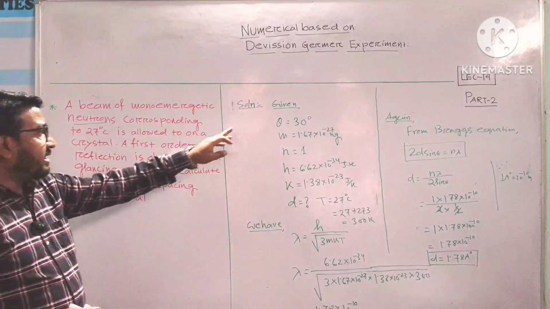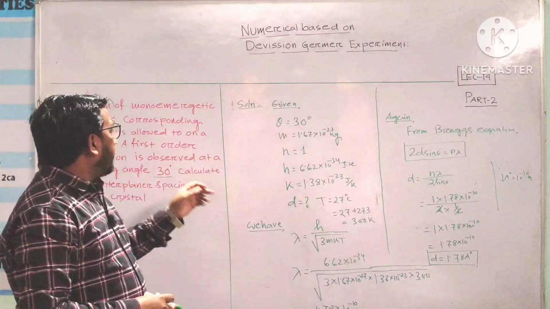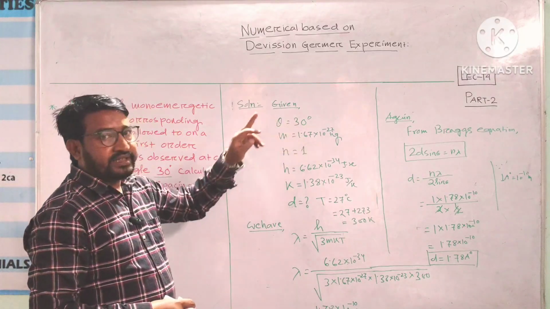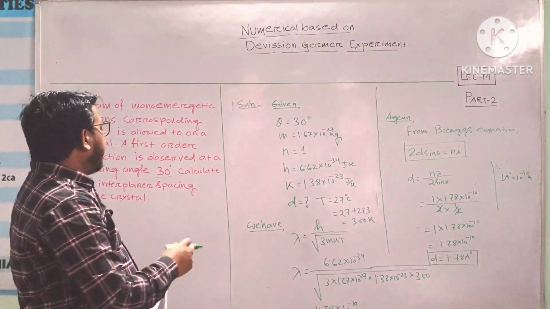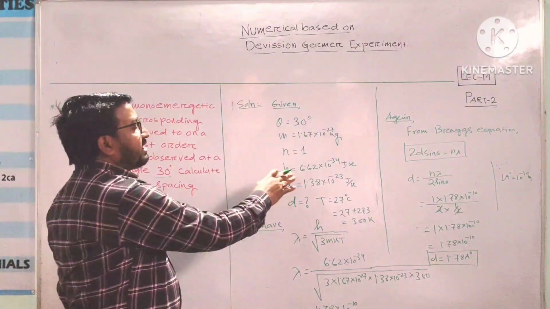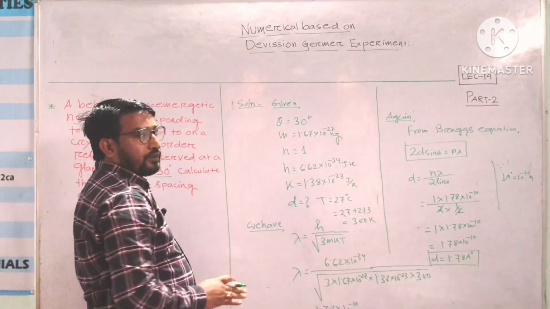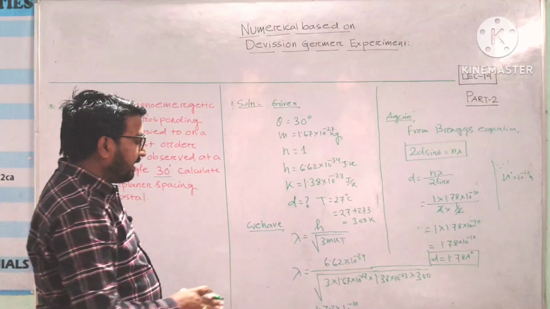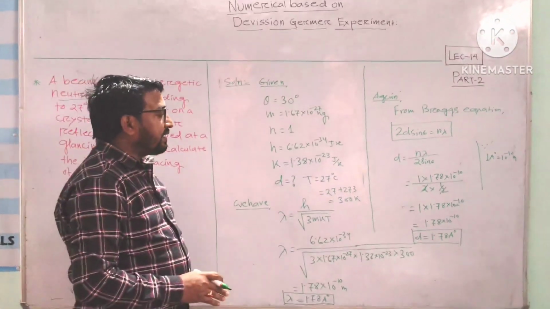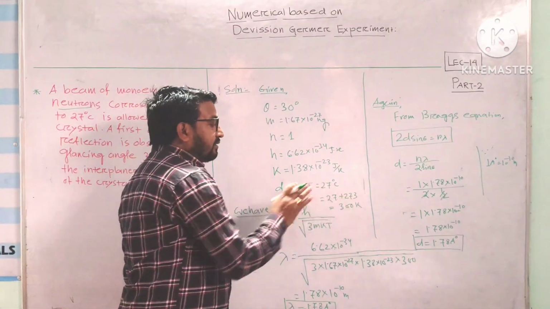So the given information of the question: theta, this is called glancing angle. So theta is also given, theta equals 30 degree, and particle is neutron. So the mass of the neutron particle is 1.67 into 10 to the minus 27 kg, and this is first order, so number n equals 1, and h is also Planck constant, equal to 6.62 into 10 to the minus 34 joule second. And k is called Boltzmann constant, and its value is equal to 1.38 into 10 to the minus 23 joule per Kelvin, and T equals temperature, 27 degrees Celsius. We know that degree Celsius is not SI unit of temperature. That's why it should be converted in SI system. So 27 plus 273, this is equal to 300 Kelvin.